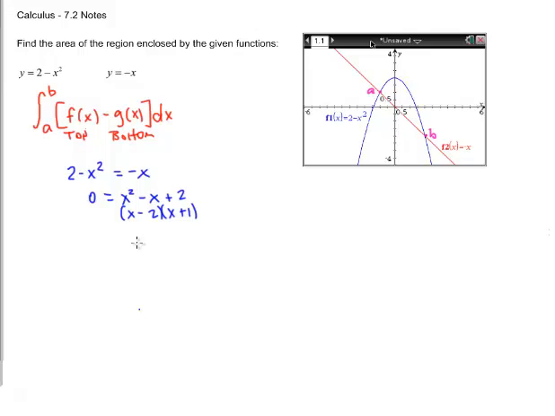Now, if you're working this on your calculator, you can also find a point of intersection by plugging these functions into your calculator, and if you look on there, you can see where we would possibly have those points of intersection. But it looks like it's going to be when x is equal to 2 and negative 1.